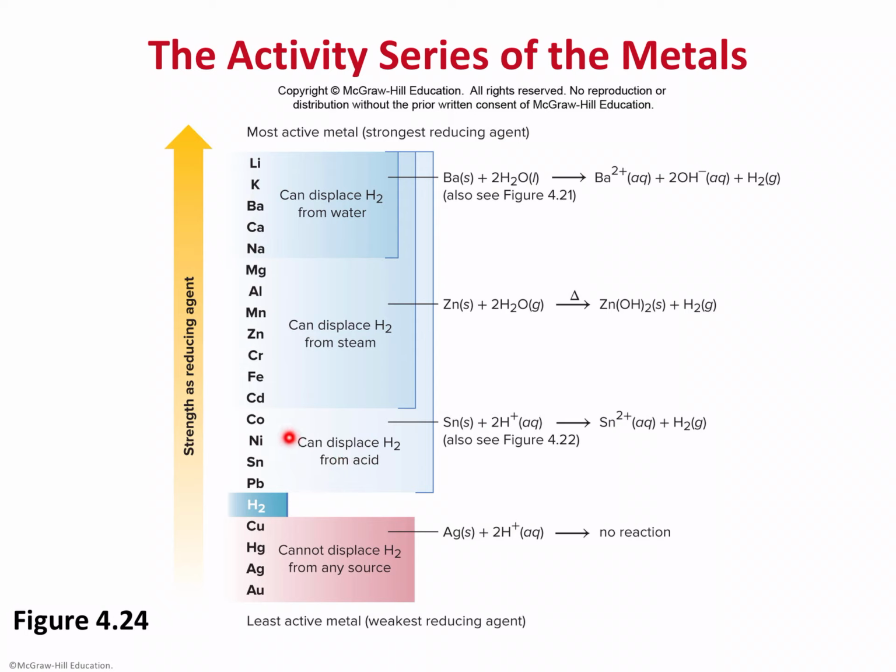And then these compounds, cobalt, nickel, tin, lead, they can displace hydrogen from acid, but they cannot displace hydrogen from steam or water. Like this, tin plus hydrochloric acid, tin chloride plus hydrogen gas, and this is where the hydrogen lies. And then we have copper, mercury, silver, gold. They cannot displace hydrogen from any source. They are very unreactive.